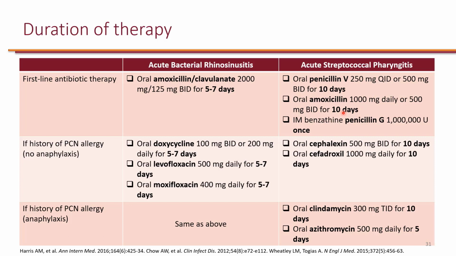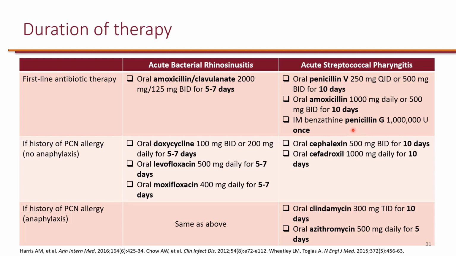And then of course, if you really want to do 1 dose and be done with it, you can do the intramuscular injection of penicillin G at 1 million units. And of course, this would be obviously painful. So a lot of patients might not want to do this. And this is more realistic for people who have adherence issues.